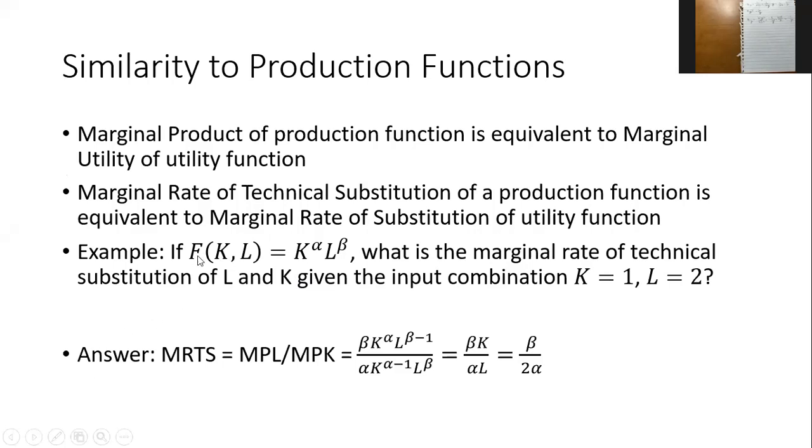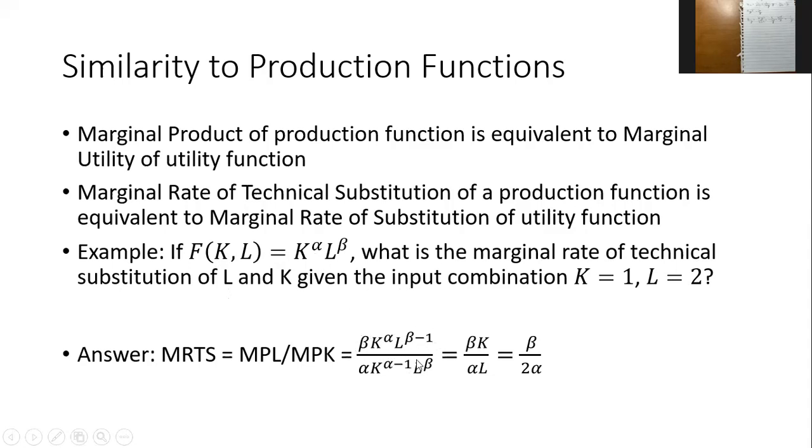For example, in this problem here, the production function is Cobb-Douglas because it's K to the alpha, L to the beta. And if K equals 1 and L equals 2, what's the marginal rate of not substitution, but technical substitution? Because this is a production function, that's why it's called technical substitution. You would just take this partial derivative with respect to L, that's this thing here on the top.